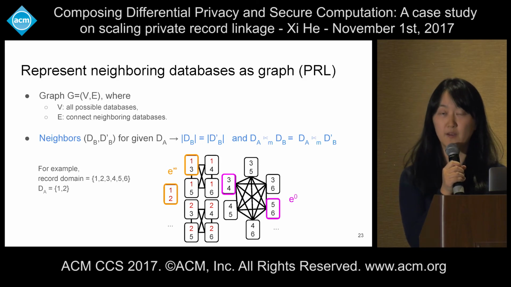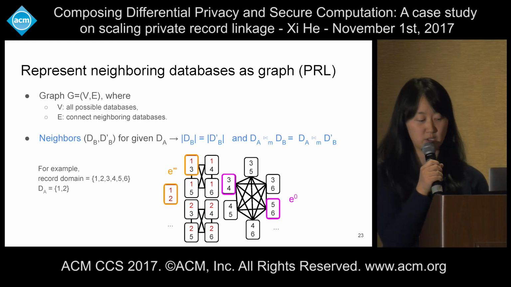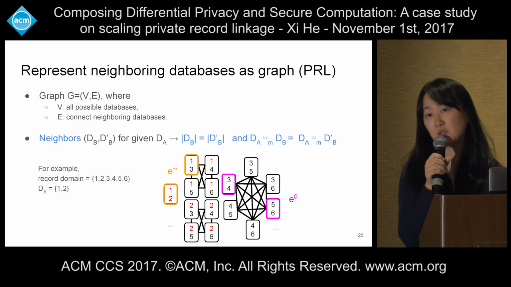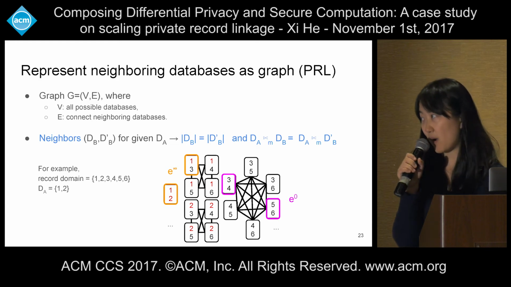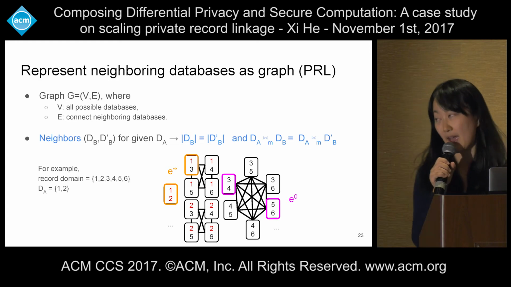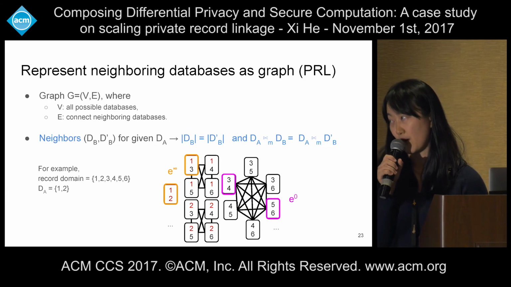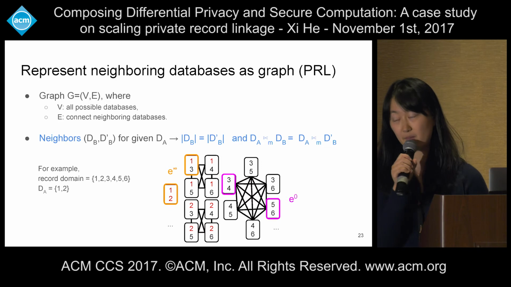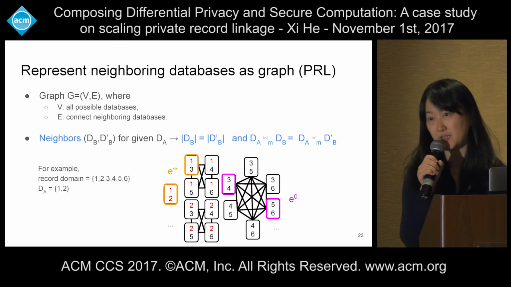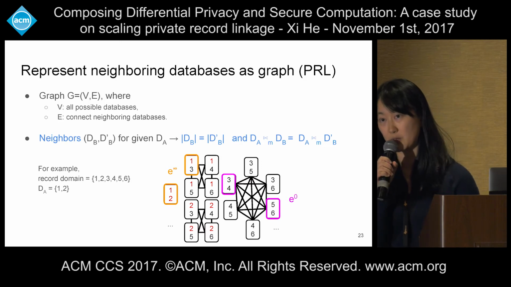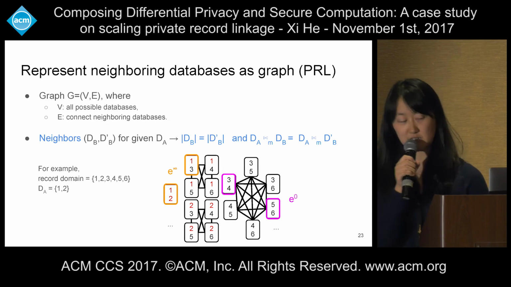So using an example, if you consider a record domain from 1 to 6, and DA has two records, 1 and 2, this is part of the graph. And we see {1, 2} and {1, 3} are disconnected. There's no edge connecting between them, okay? Because {1, 3} has one matching pair with DA, which is (1, 1). And for {1, 2}, you have two matching pairs with DA, (1, 1) and (2, 2), right? So the output for these two databases with DA and this function are different.